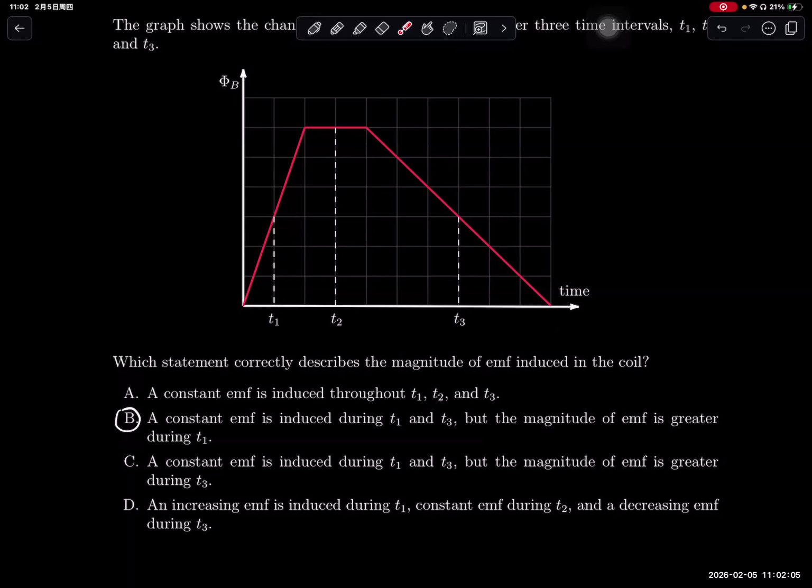And T2, we're not changing the magnetic flux, so there's no induction. T3, we are decreasing the magnetic flux, so there's also induction in the opposite direction as in T1, but with a smaller magnitude in terms of the gradient, which is less. Okay, so yeah, B is the right answer for this.